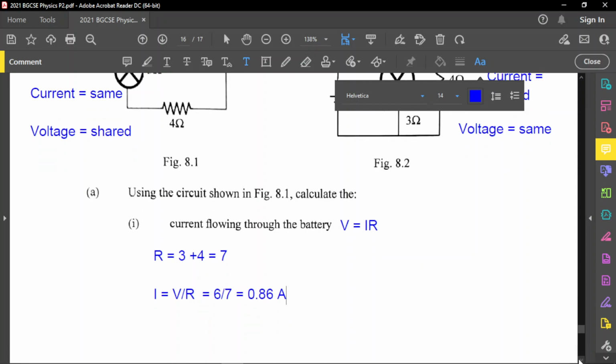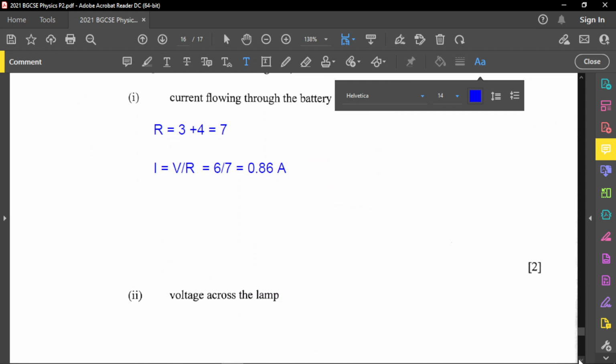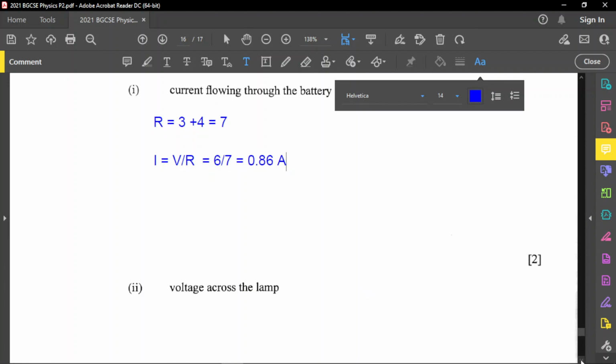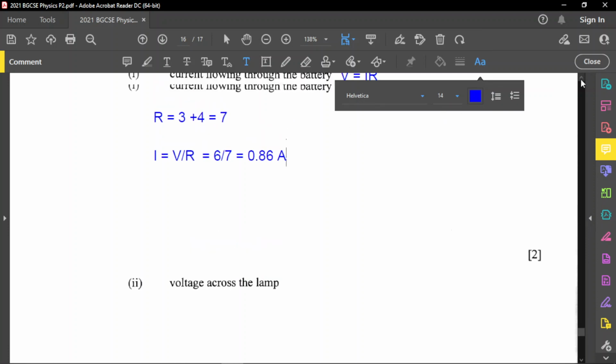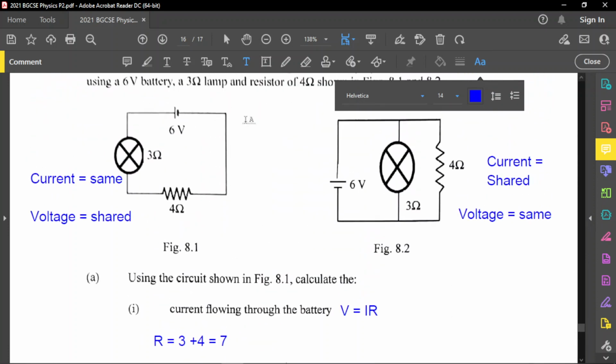All right, so let's go to the next question. The current through the entire circuit is that, right? Now we want to find the voltage across the lamp. We already know our current, remember, the current is the exact same thing. Let's see which one is the lamp. The lamp is the 3 ohm resistor, right?